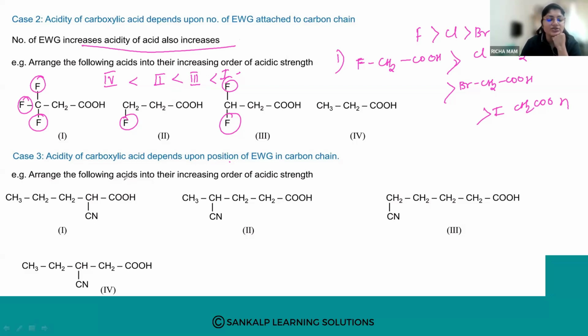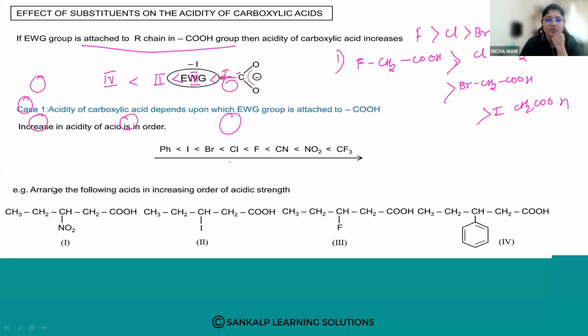Next, as the distance of the electron withdrawing group increases from COOH, its electron withdrawing tendency decreases, and hence acidity also decreases. So what is the next point? As the distance of the electron withdrawing group from the COOH increases, its electron withdrawing tendency decreases, and the acidic strength also decreases.